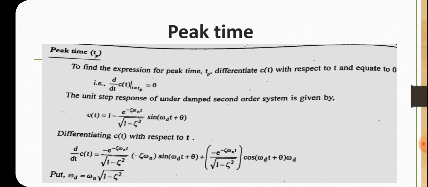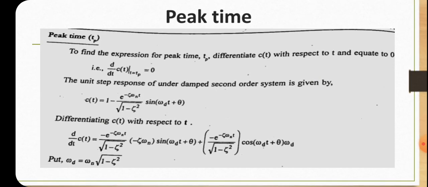In order to find the first derivative with respect to time, that is d by dt of c of t, it is a product of two terms, so you should use the rule: first function into derivative of second plus second function into derivative of first. So you will get e raised to minus delta omega n into t into minus delta omega n into sin omega dt plus theta, plus minus e raised to minus delta omega n into t divided by square root 1 minus delta square into the derivative of sin omega dt plus theta, which is cos omega dt plus theta into omega d.